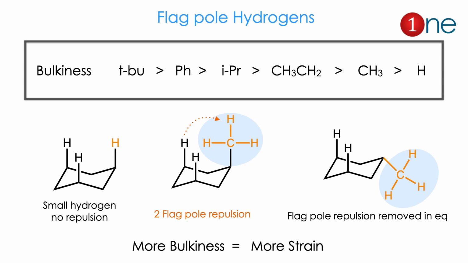Let us see bulkiness versus stability. We will take methyl as an example here. For hydrogen, clearly no repulsion here. Hydrogen sits between the other hydrogens. But if you introduce a methyl group, clearly you see there is no space. There is repulsion from both hydrogens. That repulsion we call flagpole repulsion. If it goes to equatorial, the repulsion will be removed. So more bulkiness creates further and further repulsion here. So you should know the structure is dictated by repulsion.